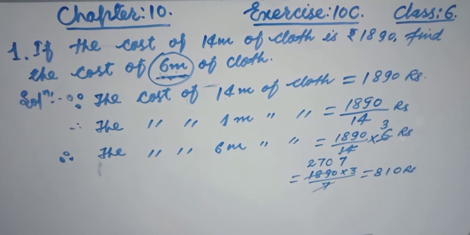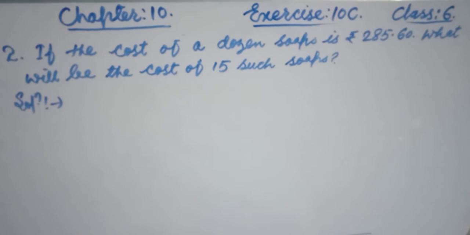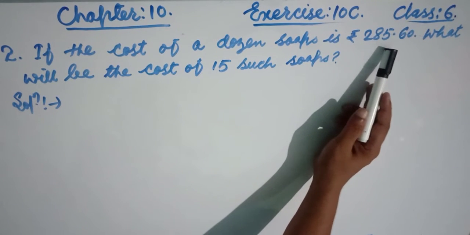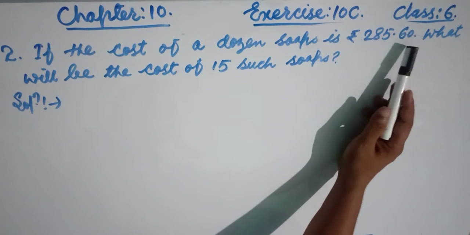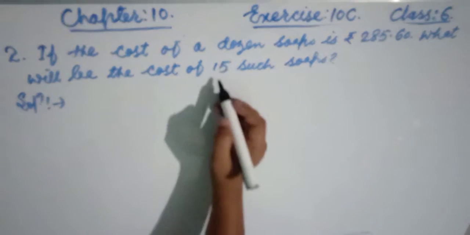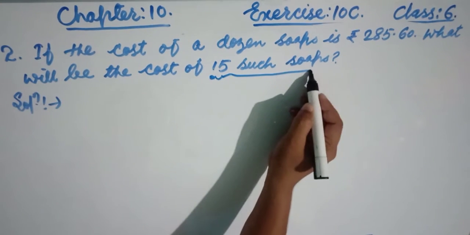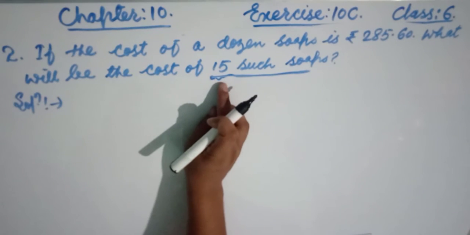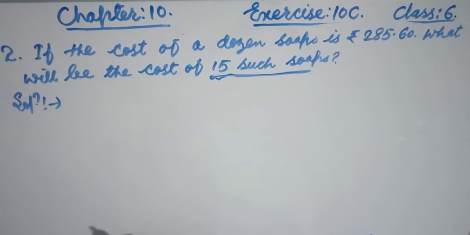So this is the answer. Now see friends, question number 2 says, if the cost of a dozen soaps is 284.60 rupees, what will be the cost of 15 such soaps? This question is the same as question number 1 friends. Okay, now first we have to find the value of 1 unit. So here friends, this number will decide, this is 15 soaps, that means we have to find the cost of 1 soap friends, then multiply with 15, and hence we will get the answer to this question.